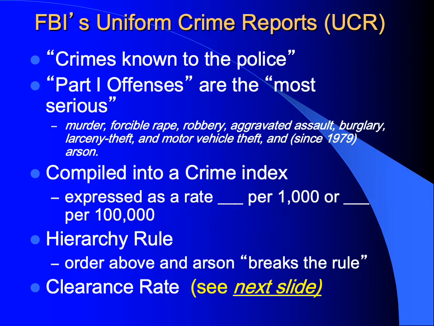Okay, so the Uniform Crime Reports is collected by the FBI. They actually ask police departments to send them the data. It is based upon crimes known to the police. So that means that in order to count a crime, it's either reported by citizens, right? Somebody calls it in or reports it.